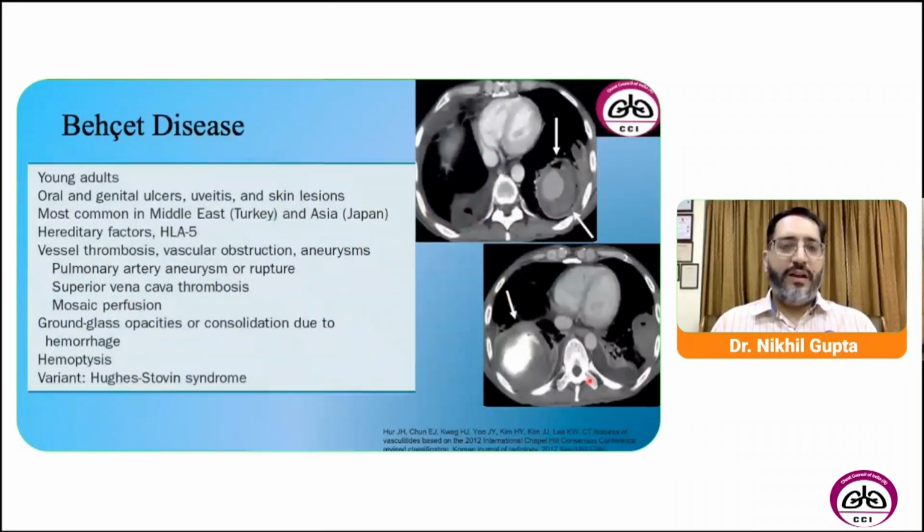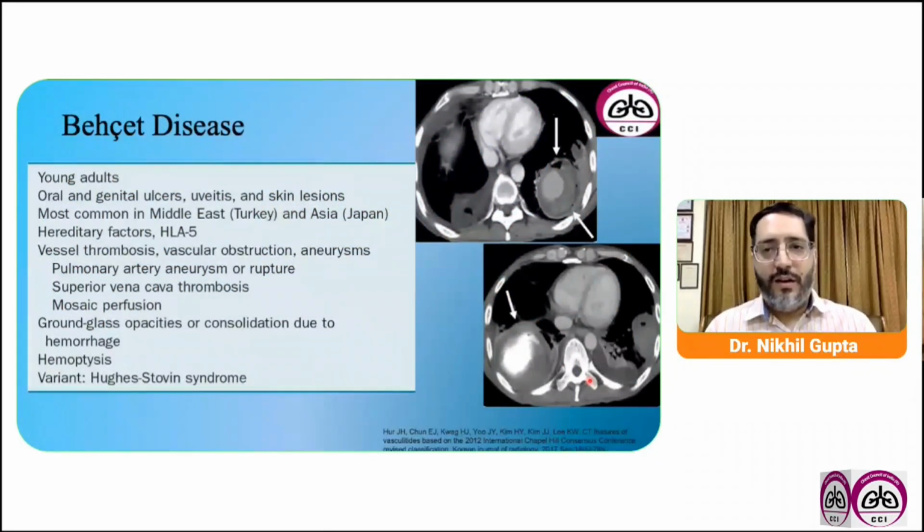This is a case showing pulmonary aneurysm. This is a case of Behçet disease, in which we can see pulmonary artery aneurysms, superior vena cava thrombosis, and mosaic perfusion. Ground glass opacity due to hemorrhage and consolidation can also be seen.